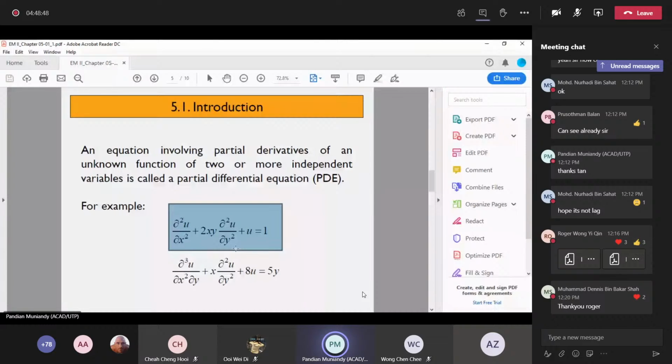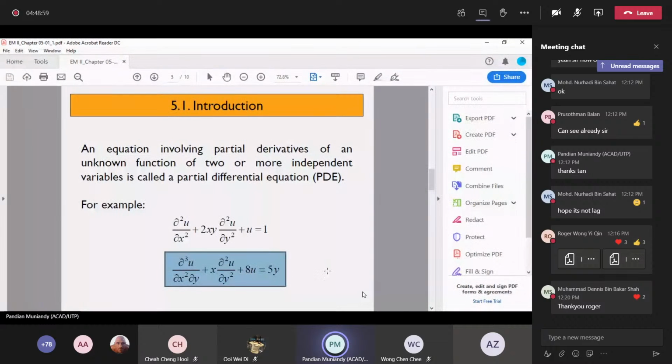Okay, example, the next one. The next one is third order. Third order involves u as output, x and y as inputs. So del cubed u del x squared del y, plus x del squared u del y squared plus 8u equals 5y.